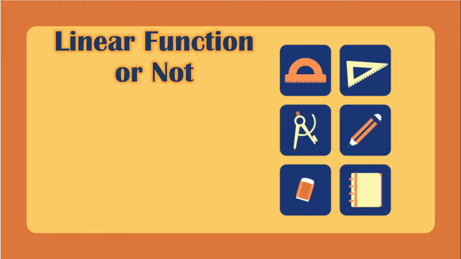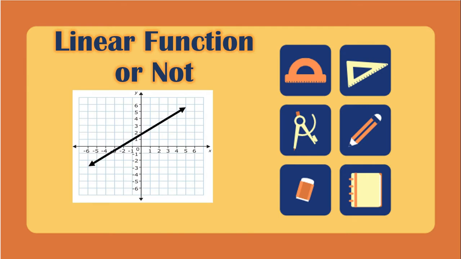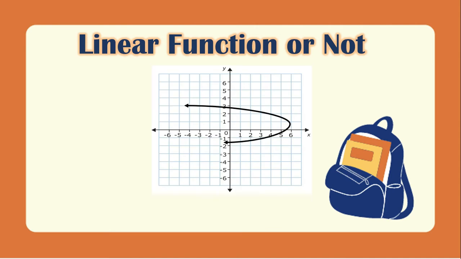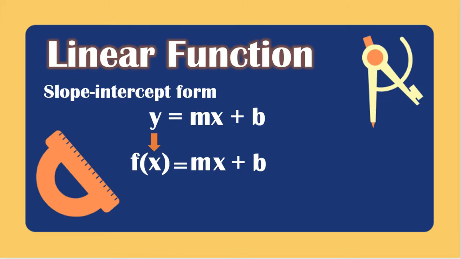Let us see if this graph is a linear function or not. As you can observe, we have a straight line, meaning this is a graph of linear function. How about the second one? Looking at the picture and by using a vertical line test, it is obvious that this graph is not a function, so it is no.